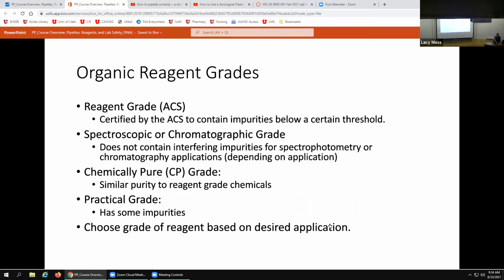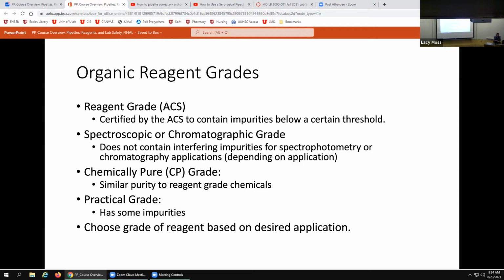And you might be wondering, why do I need to know this? Well, one day, if you're a manager and you're in charge of buying reagents, you need to know what grade you're using. All right, and then there's organic reagent grades. So there's still the ACS, where it has certain impurities that have to meet a certain threshold, so you know its purity level.